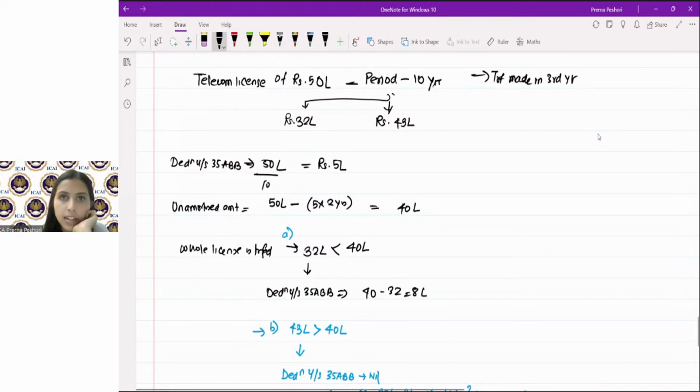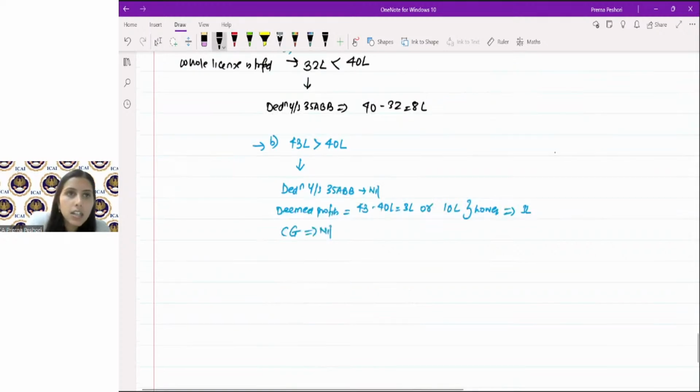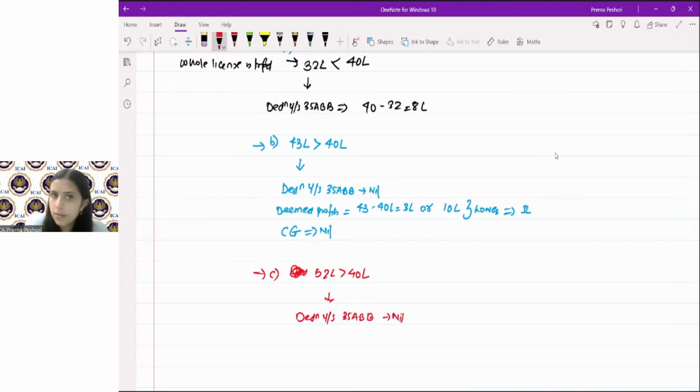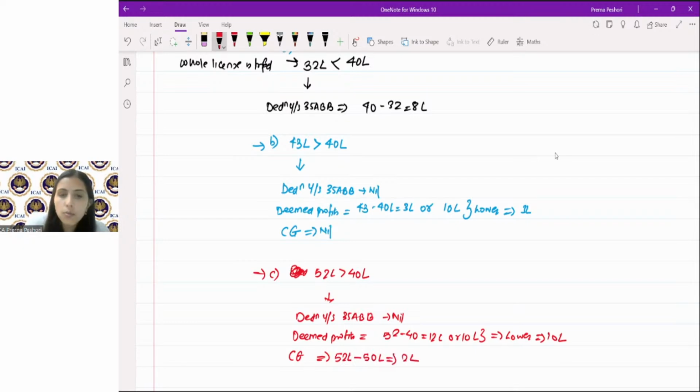Let's say my sale consideration would have been 52 lakhs. Then in scenario C, 52 lakh is greater than 40 lakh. Deduction under section 35ABB is nil. Deemed profits would have been 52 minus 40, which is 12 lakh, or 10 lakh, whichever is lower, which would come to 10 lakh. And therefore capital gain would have been, what? What would have been the capital gain? 2 lakh, which is 52 lakh minus 50 lakh, which is 2 lakhs.